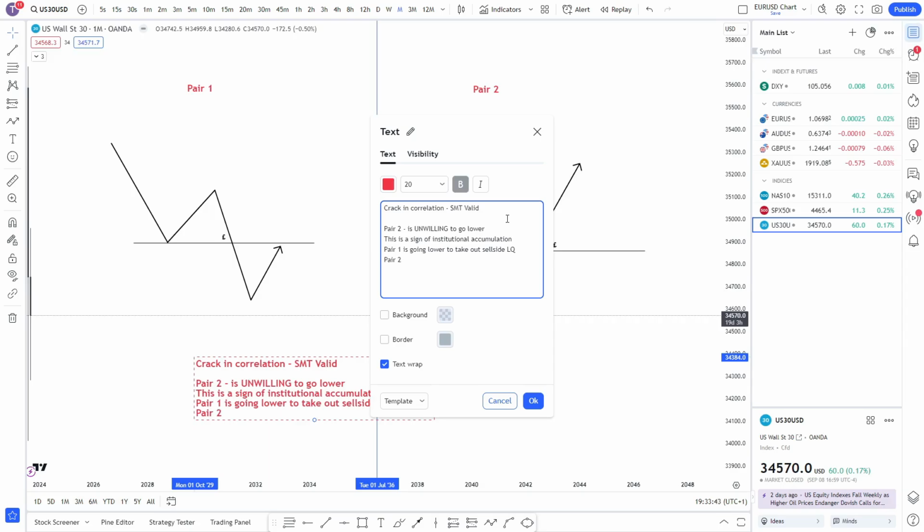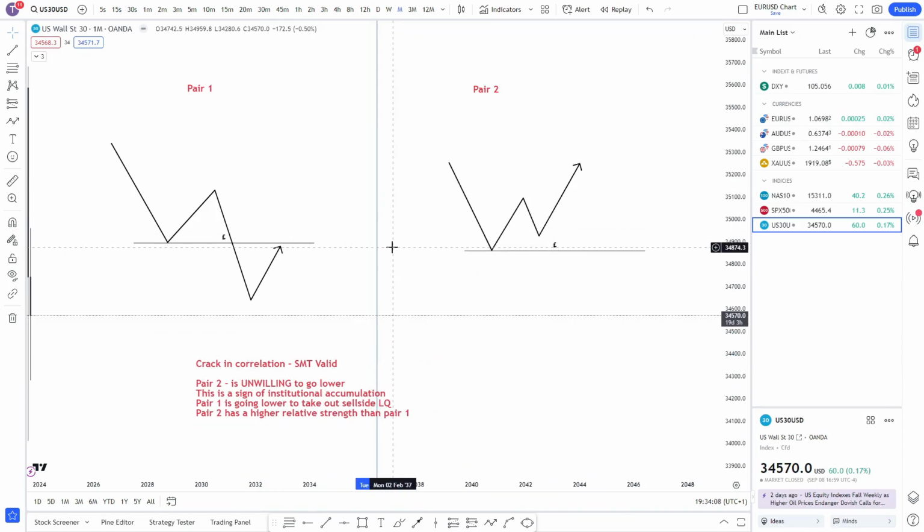As we use our correlated pairs, which we should be pairing up with each other, we can use pairs against each other to try and find a much better entry. Essentially, pair 2 has a higher relative strength than pair 1. So we can be expecting price to move to the upside, and the real question is whether we take accumulation in here to go higher, or in here to go higher. It all depends on what is going on to the left of our charts at this point.